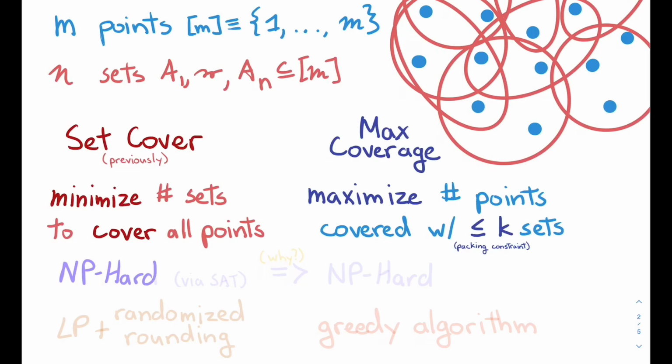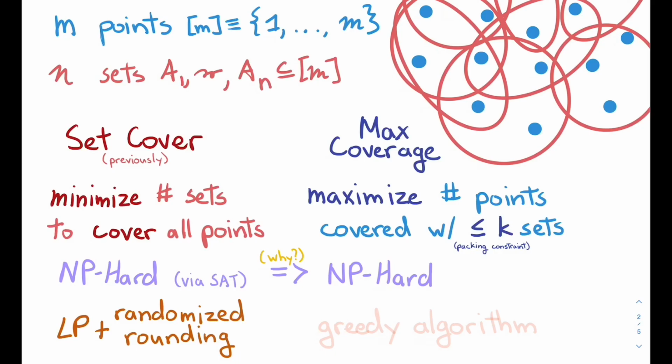We showed previously that set cover is NP hard by reduction from 3-SAT. We can use this fact to show that max coverage is NP hard as well. The proof is left as a healthy exercise. We showed how to approximate the set cover problem by a combination of linear programming and randomized rounding. For maximum coverage, we'll explore a different approach called the greedy algorithm.